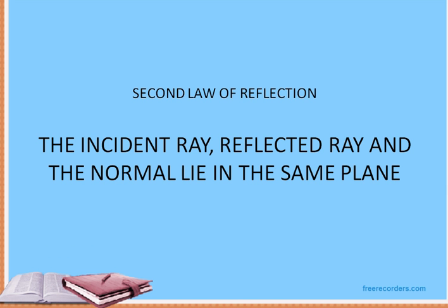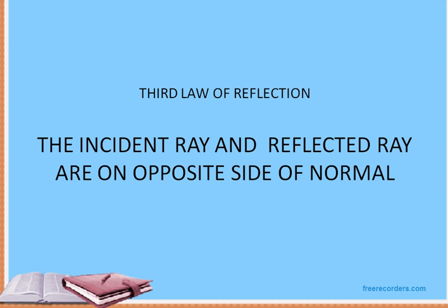Let's learn the second law of reflection. The incident ray, reflected ray and the normal lie in the same plane. The question of plane arises when we do something in a 3D way. When we do something in a 3D way, the incident ray, reflected ray and normal will be in the same plane. But when we draw anything on a paper or when the teacher writes on the blackboard, it is just going to be something like 2D. Hence, the second law will only be applicable for 3D.